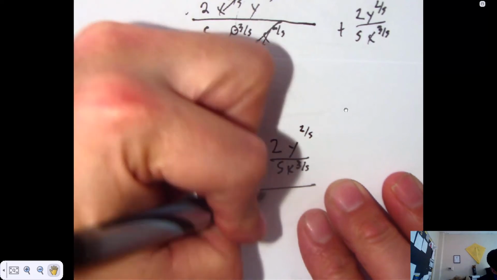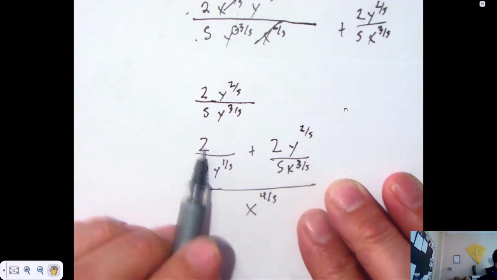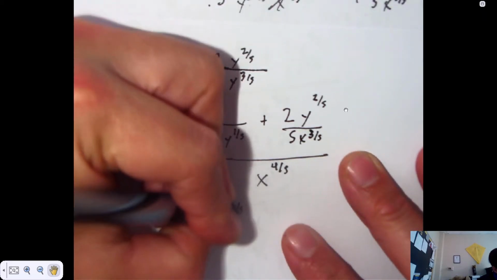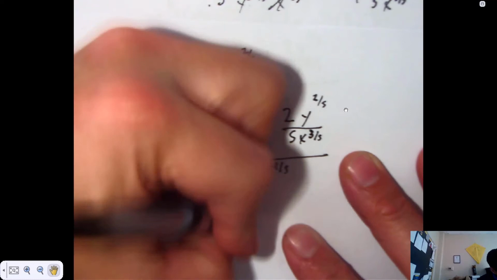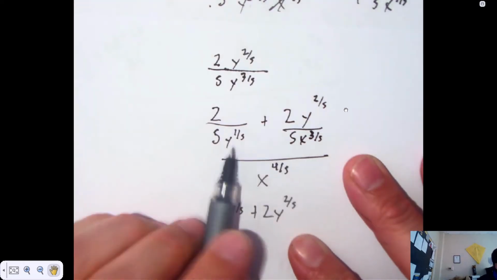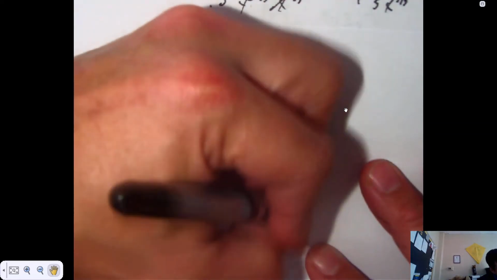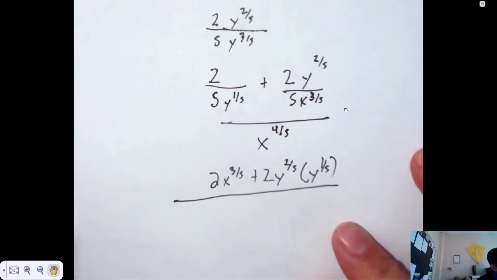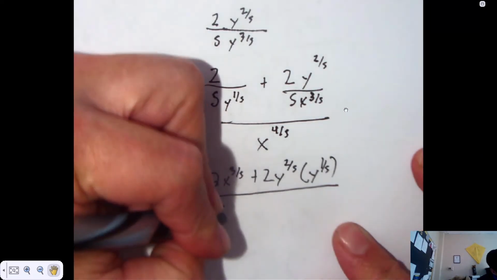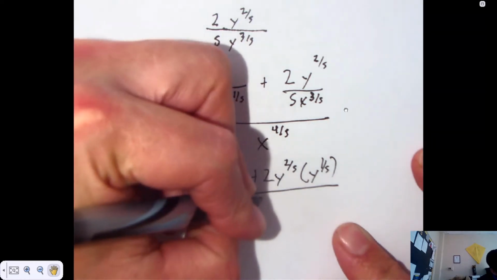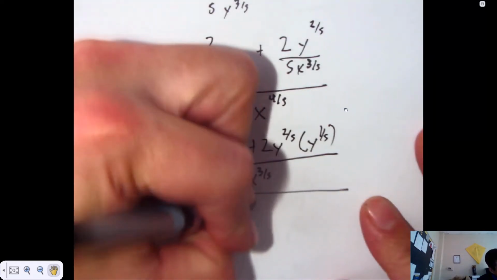And I'm going to do the same thing as I did before. I'm going to add the fractions together. So I'm going to give this 2 the x to the 3/5 power. This 2y to the 2/5, it's actually going to get this y to the 1/5 power, because that's the thing it doesn't contain. And the unified denominator is going to be 5y to the 1/5, x to the 3/5. And it's all sitting pretty over x to the 4/5.